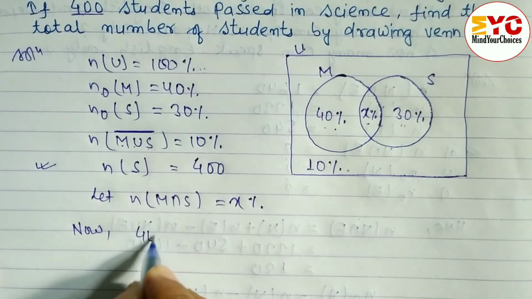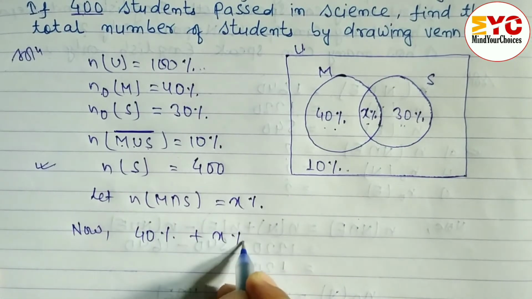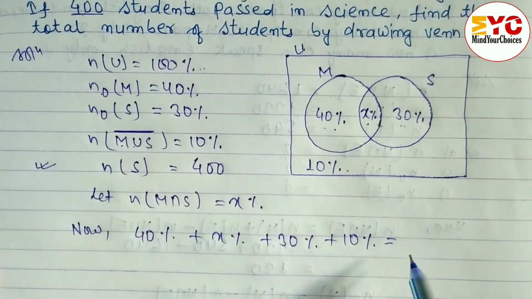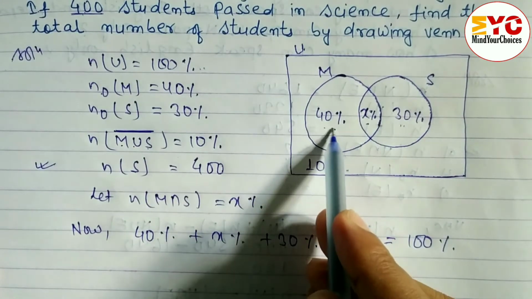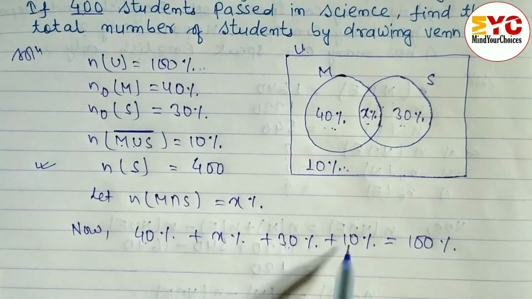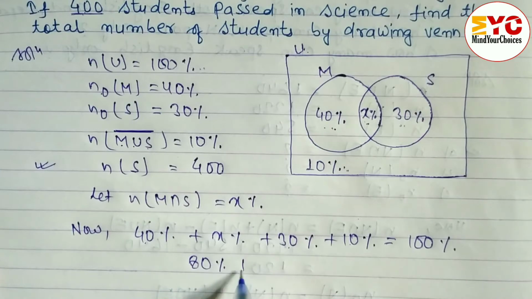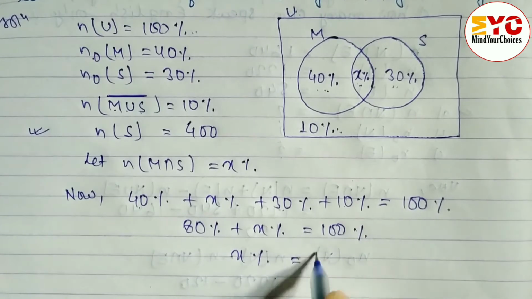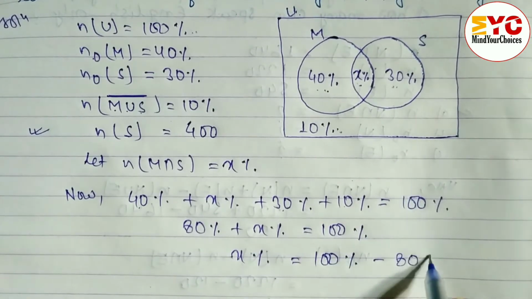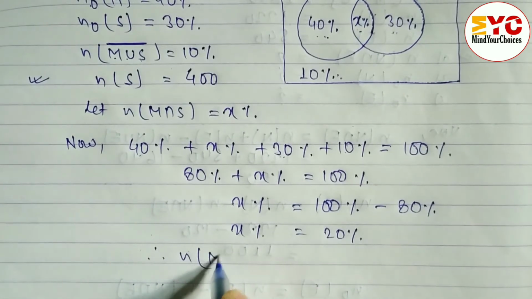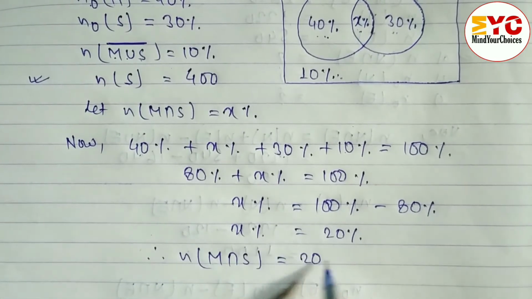So let's add all. 40% plus x percent plus 30% plus 10% is equal to total. Total means 100%. 40 plus 30 we get 70, plus 10 is 80, so 80% plus x percent is equal to 100%. So we get x percent is equal to 100% minus 80%. Therefore x percent is equal to 20%. x percent means the intersection, so we can write M ∩ S is equal to 20%.